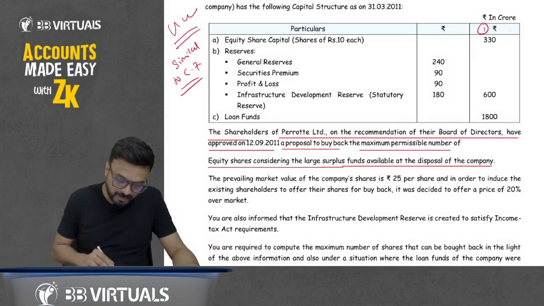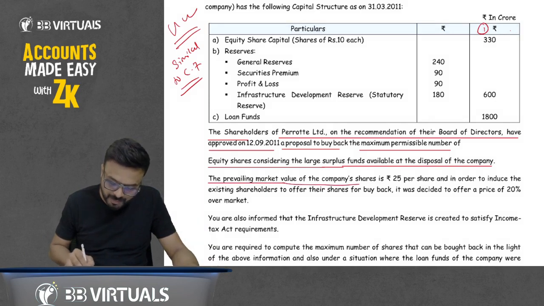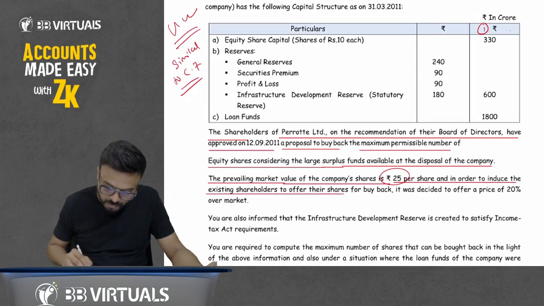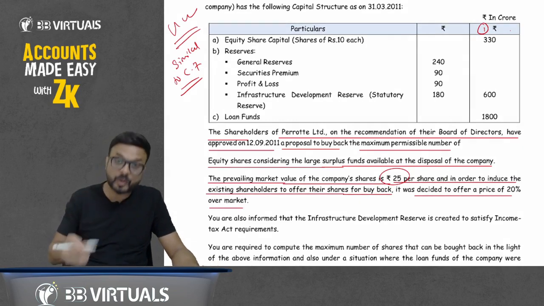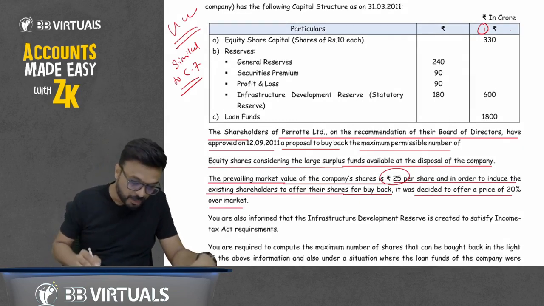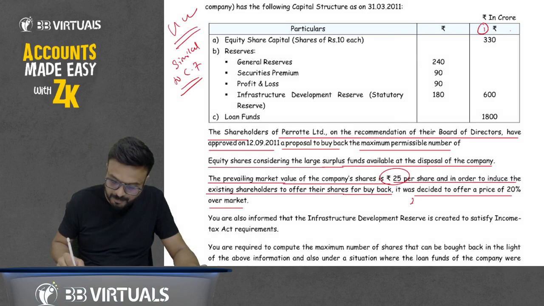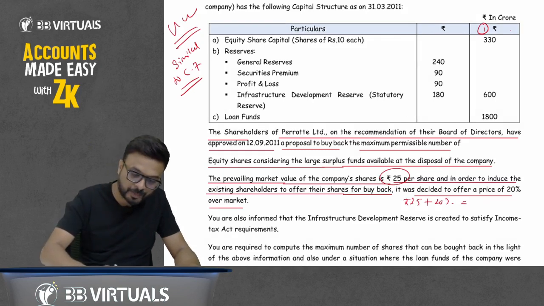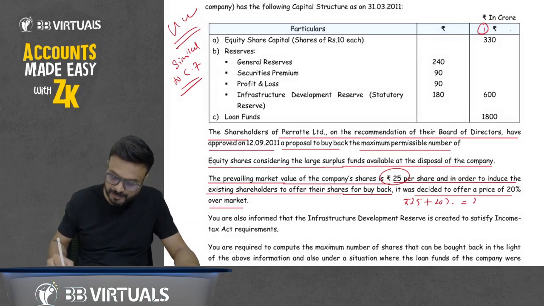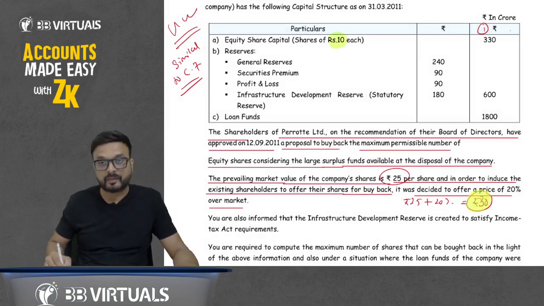The prevailing market value of the company's share is rupees 25 per share. In order to induce the existing shareholders to offer their shares for buyback, it decided to offer a 20% over market price. Now understand this point. Market price is rupees 25 plus 20%, that comes to rupees 30. So we are doing buyback at 30 and the face value is 10.